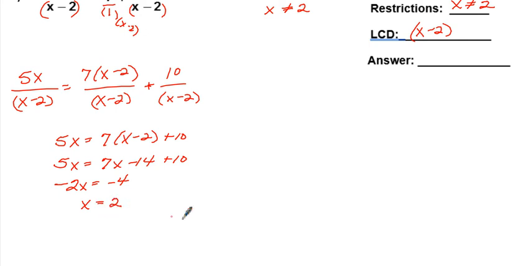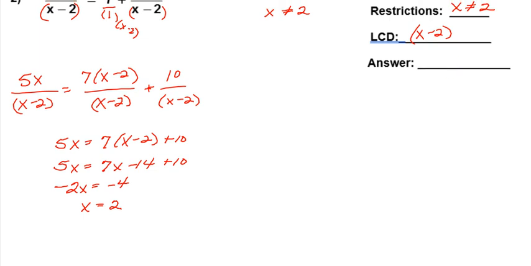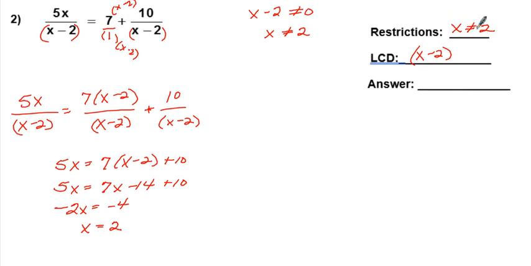So I'm about to write x equals 2 on my answer line, but think for a minute, why am I not allowed to do that? Why can I not just circle this and say that's my answer? Because we had a restriction in this problem. x may not equal 2. 2 is a no-no here because that'll cause a division by 0.